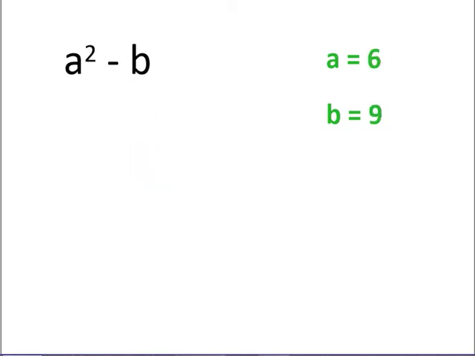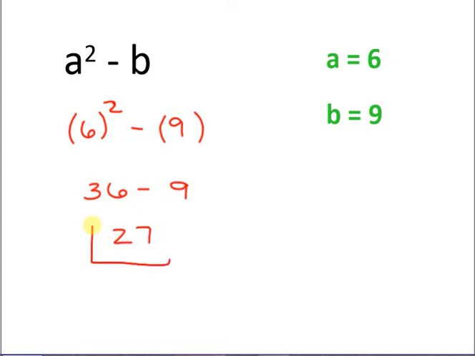All right, let's take a look at another one. A to the second power minus B. So A is 6, and then to the second power minus B, which is 9. And always put them in parentheses. Now you'll notice that the second power, the exponent, is outside of the parentheses because it's attached to the A. So 6 to the second power is 6 times 6, which is 36, minus 9, which is going to be 27. And that's your final answer.